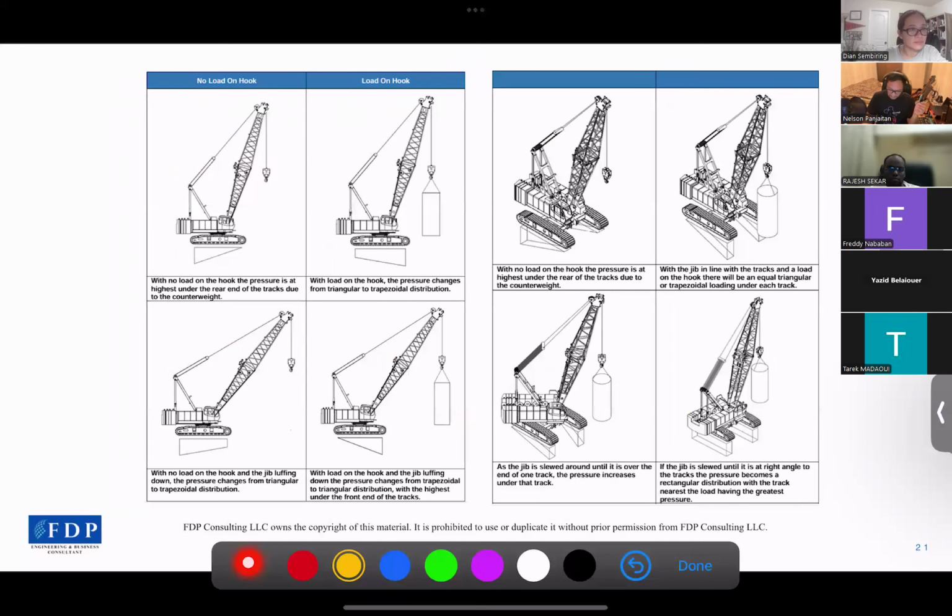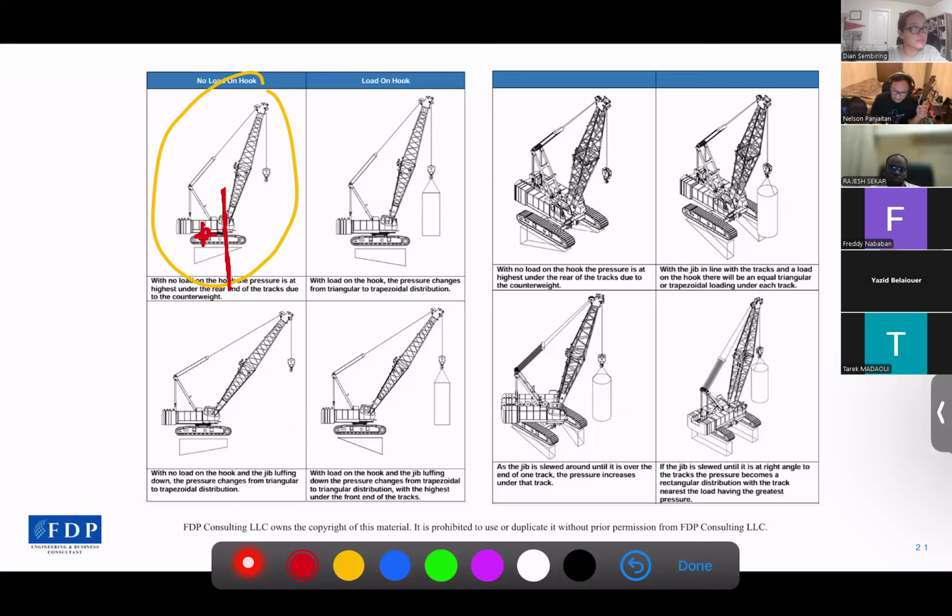The next one is the ground bearing pressure under crawler crane. It also will change, depends on the COG location. When there is no load, the COG will appear at the behind, because the COG is only affected by the counterweight. Let's say this is the slew bearing center, then the COG will be at the back of the center.